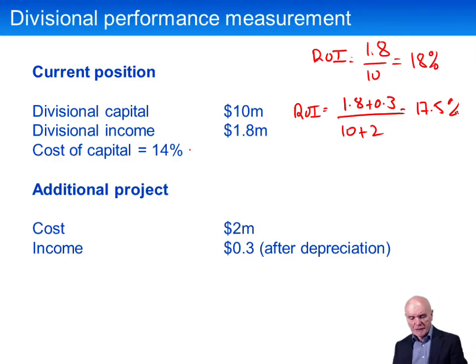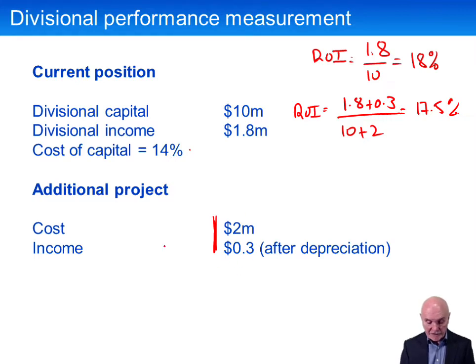So here the manager would look at this and say, if I were to take on this investment, my return on investment would fall. And the manager then says, well, if I'm being assessed on return on investment, and if indeed my bonuses depend on return on investment, I will reject that project. Why would I volunteer to reduce my return on investment, which makes my division look worse? Even though, of course, and here's the big kind of dilemma, this investment is a worthwhile one.